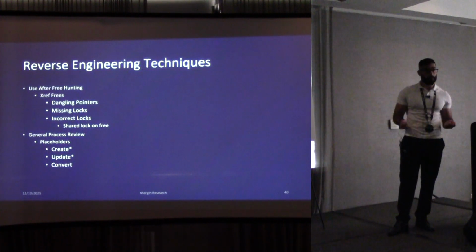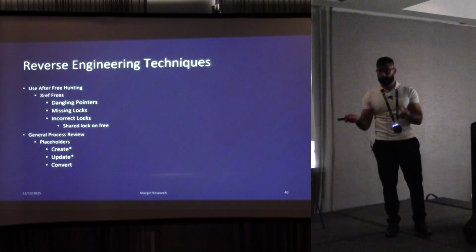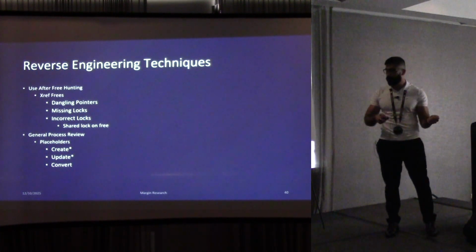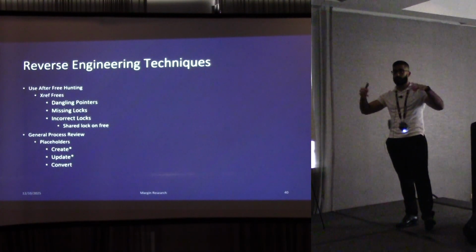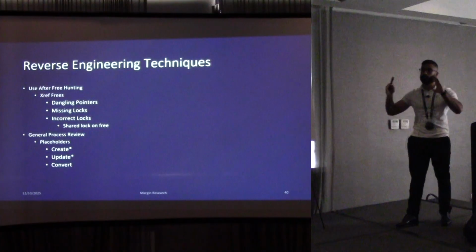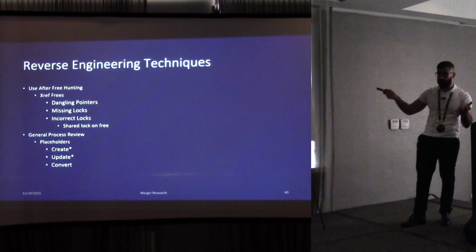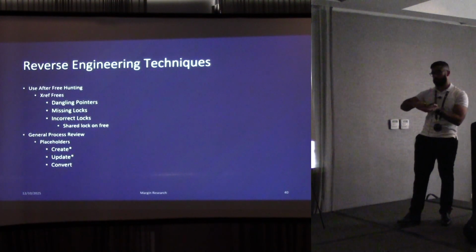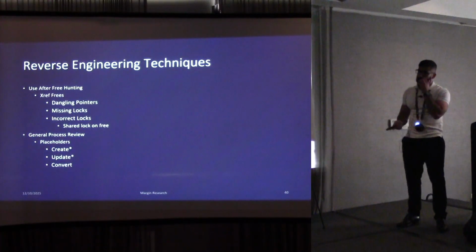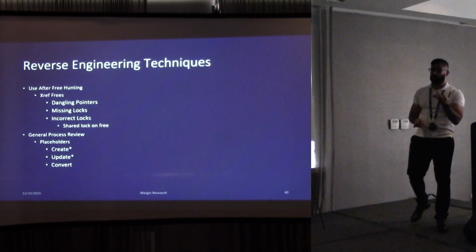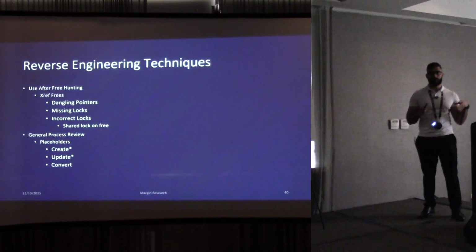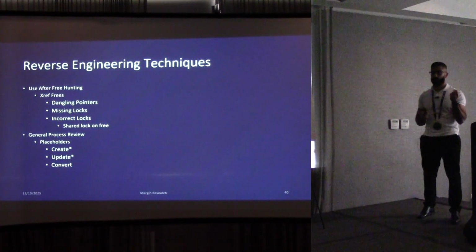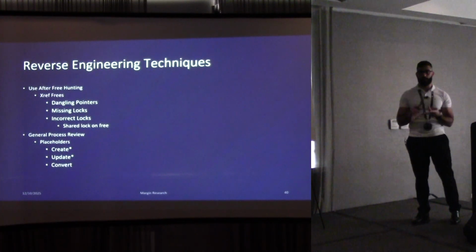Now, dangling pointers are self-explanatory. Something gets freed, you don't null out the pointer after. Missing locks. Okay, some resource that can be used by two threads. It's not being locked, so you have your race condition there. Shared locks, or incorrect lock placement, I've only seen this relevant to filters. So filters have two types of locks. You have your exclusive lock and your shared lock.